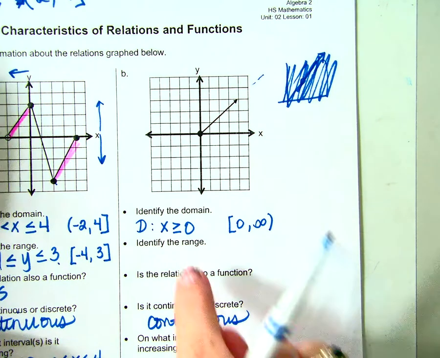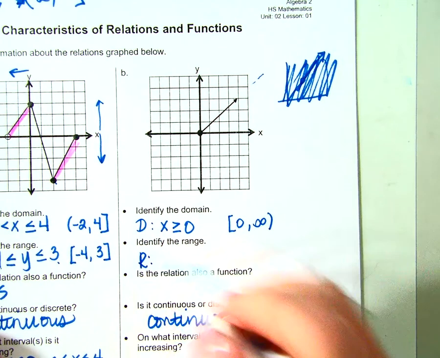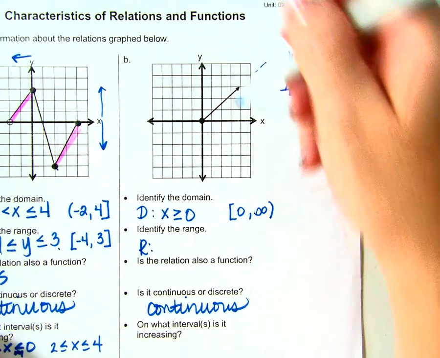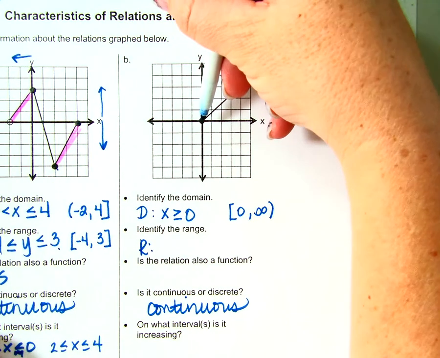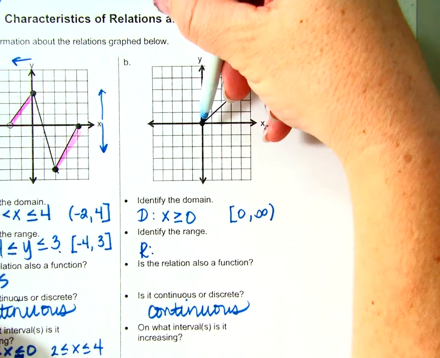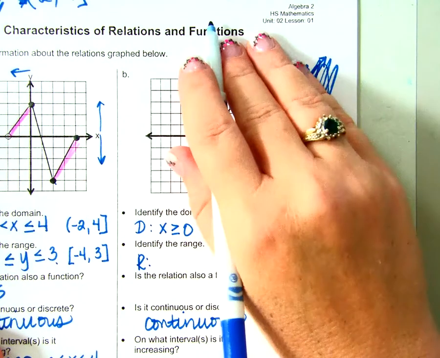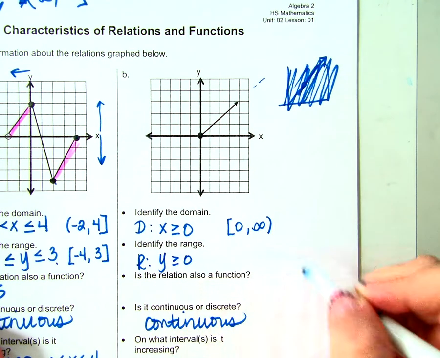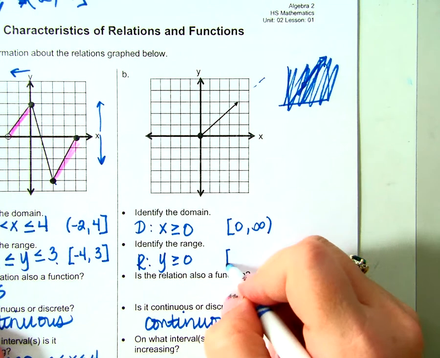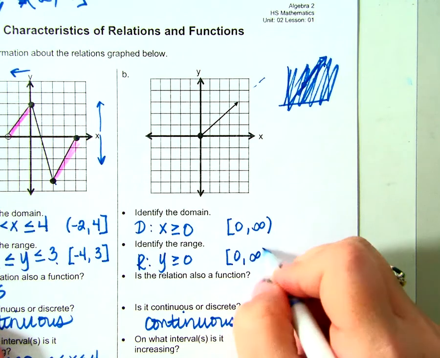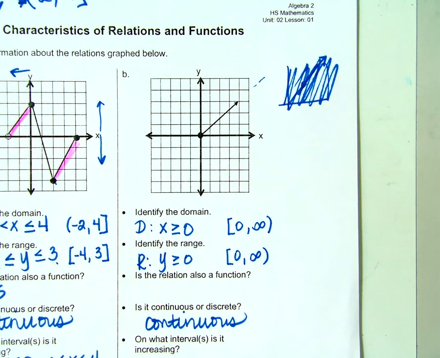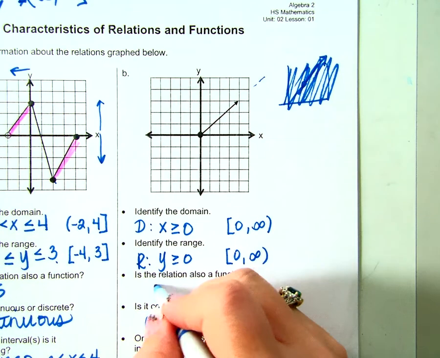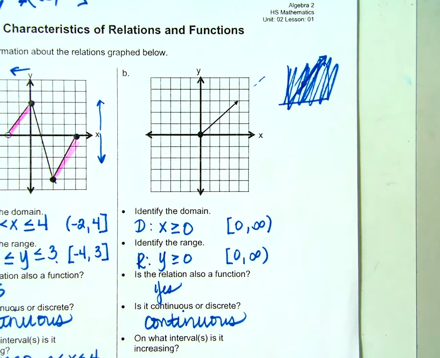Okay? What about the range? How far down does it go? 0 to infinity. So this time it's y is greater than or equal to 0. But this is going to look the same, isn't it? Is it a function? Yes. It does pass the vertical line test.